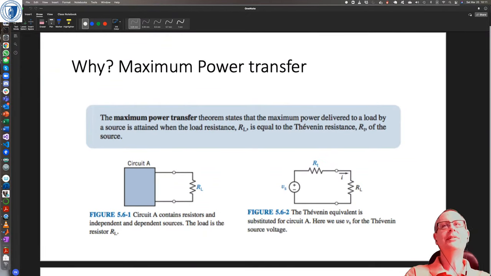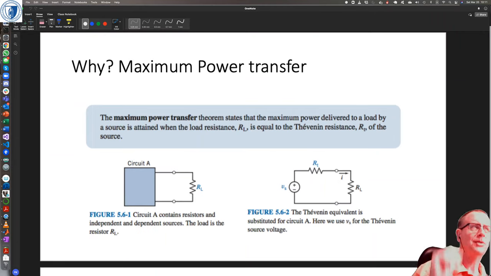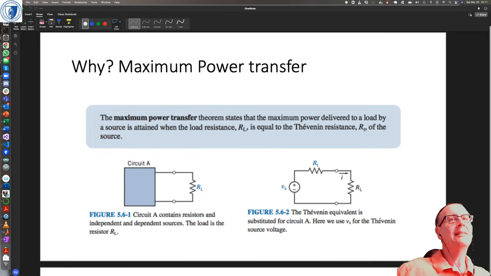So this one's interesting. The maximum power transfer theorem states, I'm just reading what it says, that the maximum power delivered to a load by a source is attained when the load resistance is equal to the Thevenin resistance of the source. So part of the reason we're looking at Thevenin and Norton equivalents is because of this.